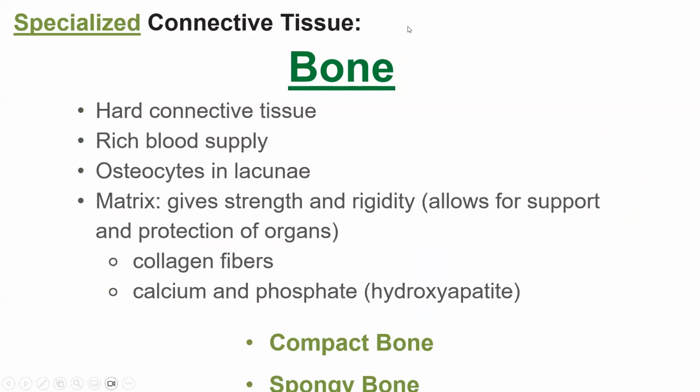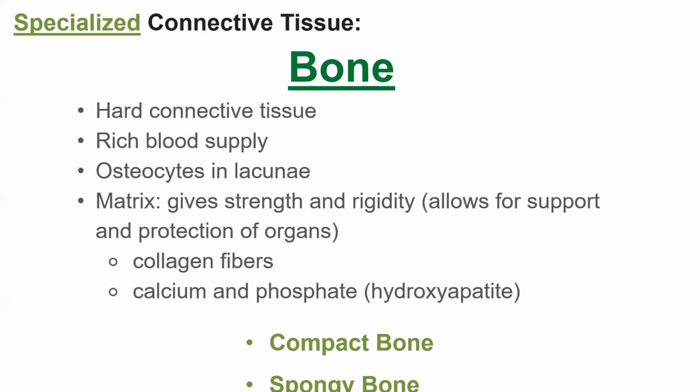All right, bone is one of our specialized connective tissues, and it's specialized because its extracellular matrix is hardened. It has a really, really good blood supply. Again, we see this word lacunae, and so those are the holes or the spots where our mature bone cells are living. In this case, the matrix is going to give a lot of strength and rigidity because it's hardened. So this is going to be collagen fibers again, providing some of that strength. And then calcium and phosphate, a combination that we know as hydroxyapatite, is what really gives it the hardened structure.